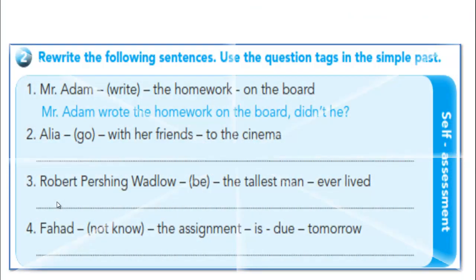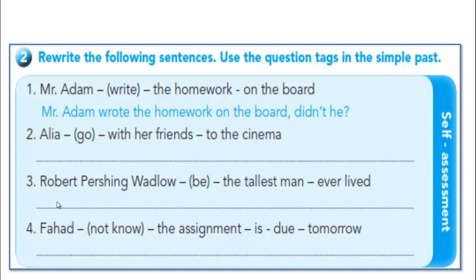Let's move to the next exercise here. Here we are going to practice question tags. You have to write the following sentences. Use the question tags in the simple past. Like the first example is done for us.